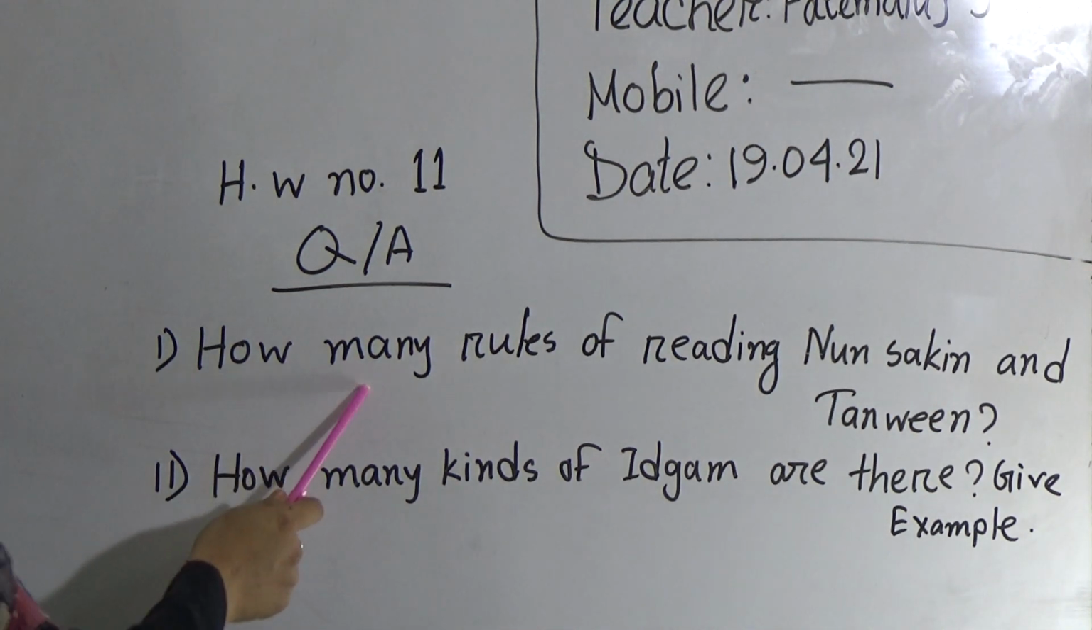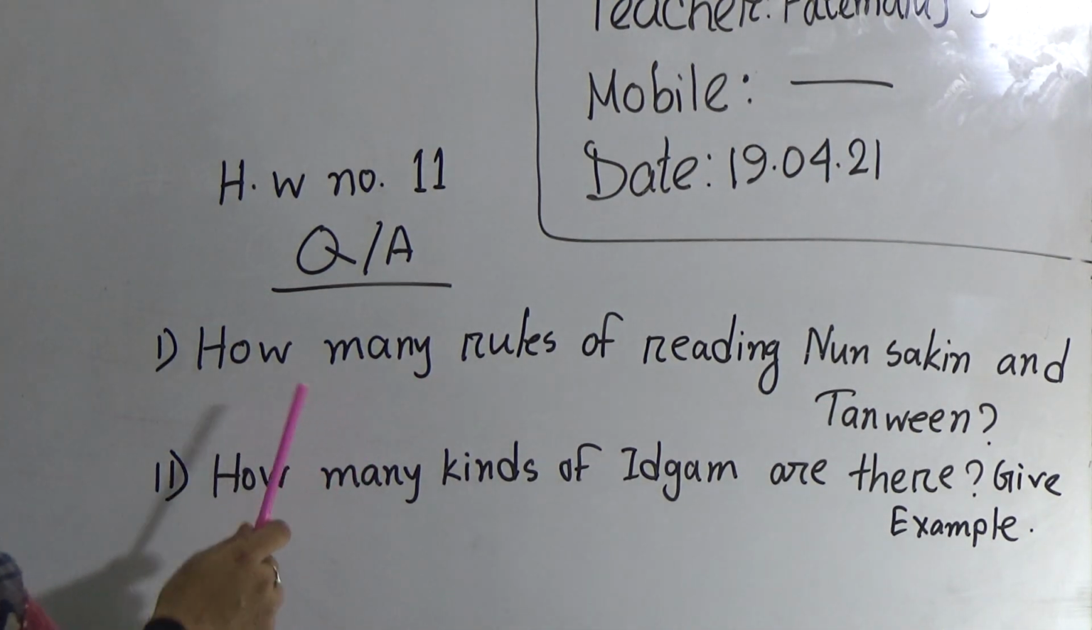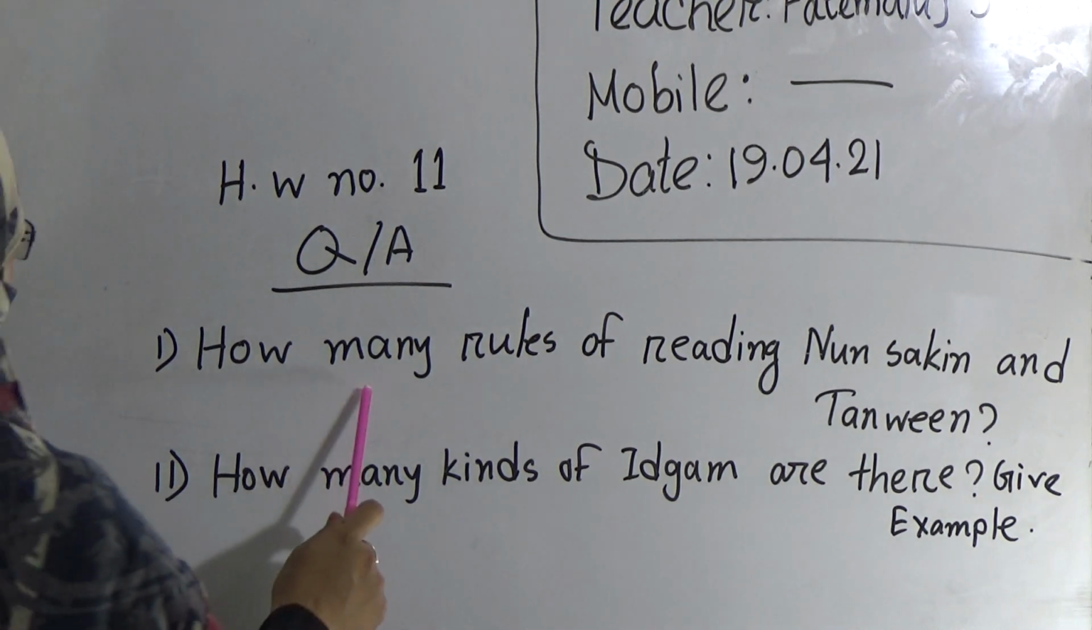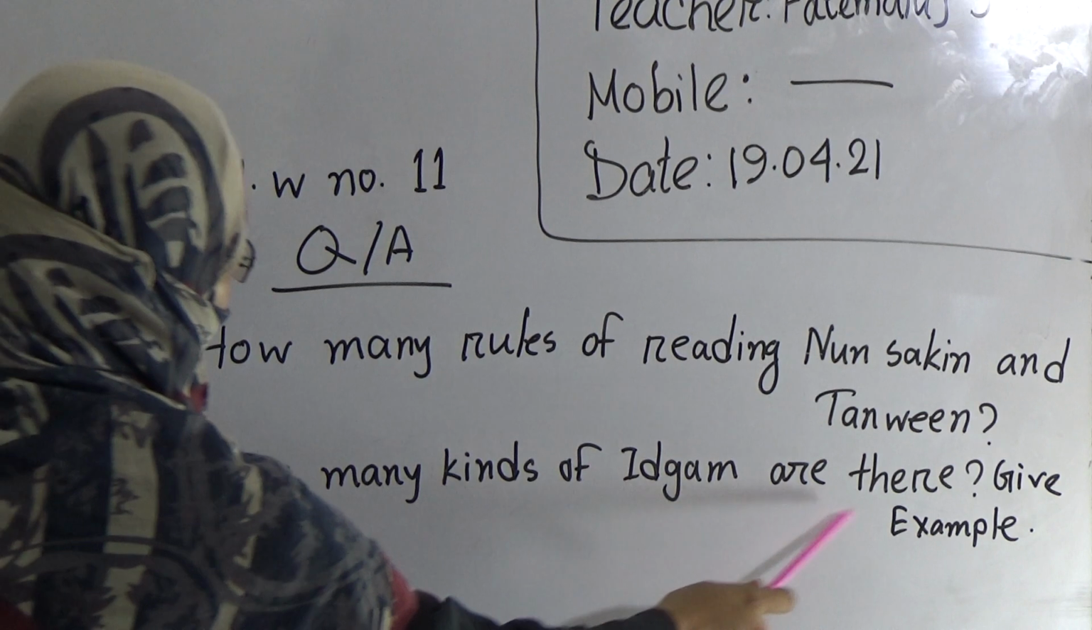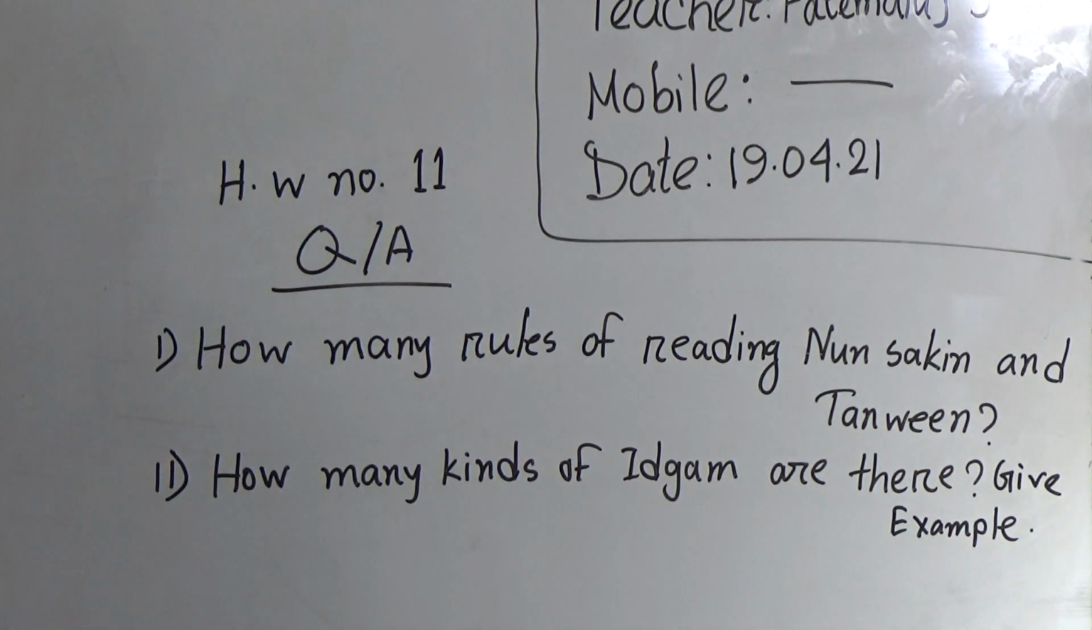You have to write these 4 names. Understand? Only names, not definitions. Only the names. Okay. Now here, how many kinds of idgham are there? 2 kinds of idgham. You have to write these 2 kinds of idgham with examples. Nothing else. Understand? Dear students, these are your HW.